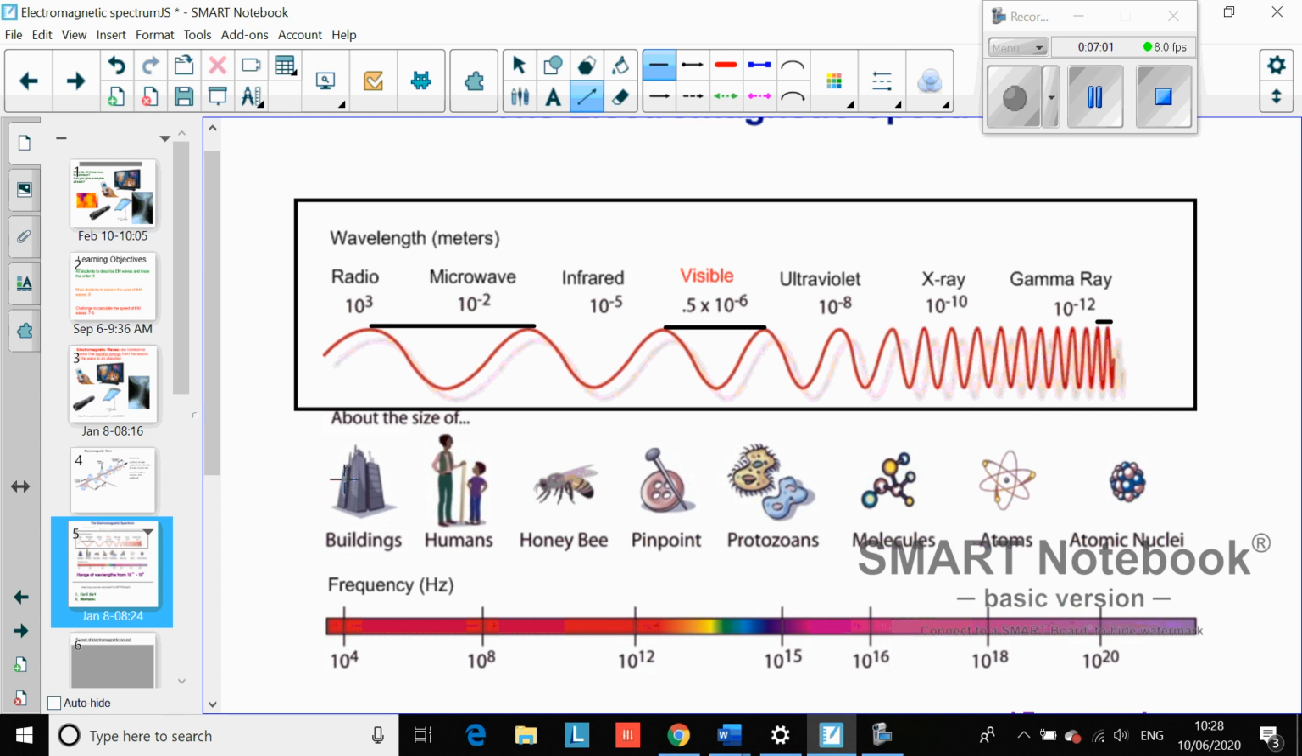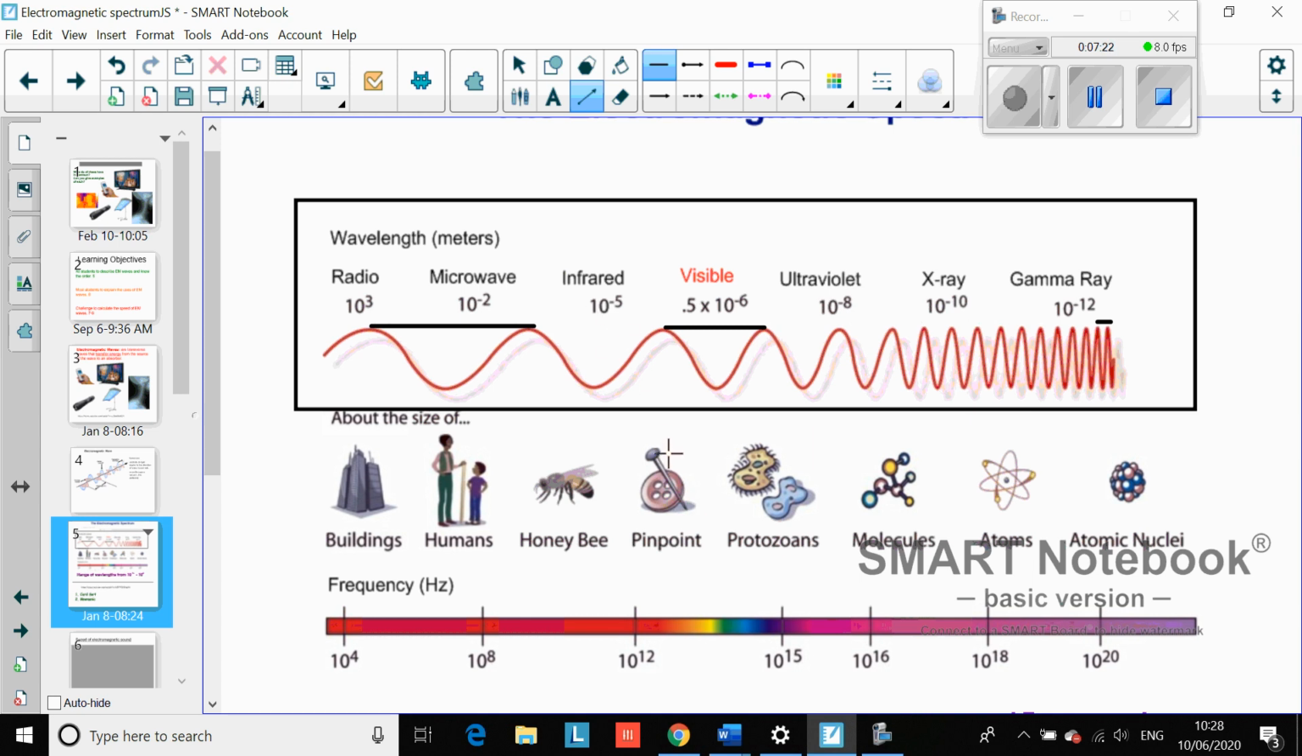Radio waves can be as long as buildings. Microwaves are about the size of, well, I say humans, that's actually a bit small. Honeybees, about 2 centimeters, that's probably microwaves. Infrared, about the size of a pinpoint.